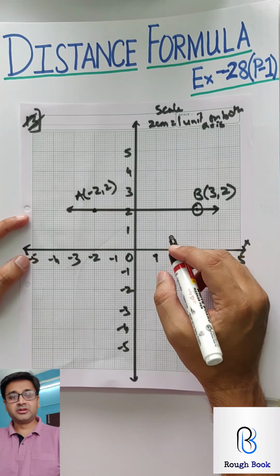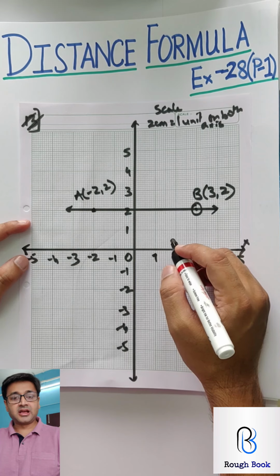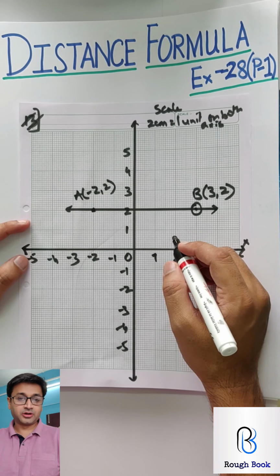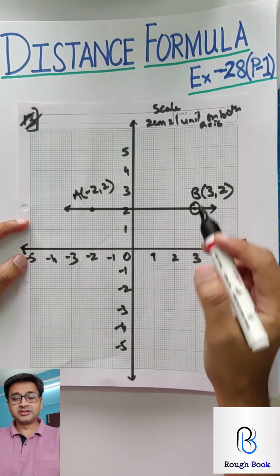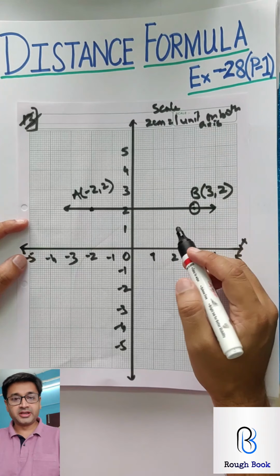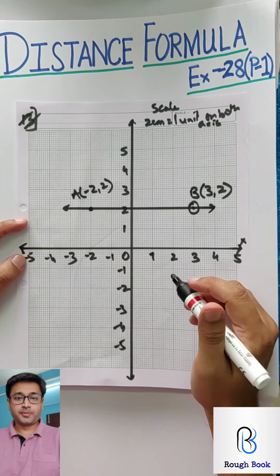And today we are beginning with distance formula. This is the last topic as per your textbook. So let's see how can we work on this. Distance formula, that is exercise 28, and we are going to break this into two parts.